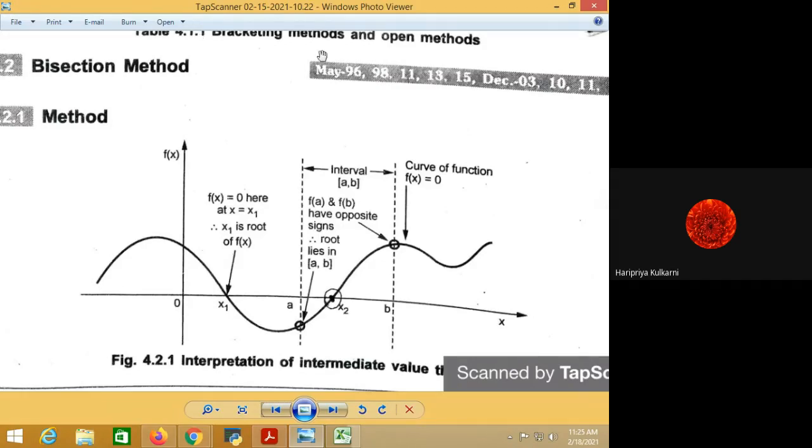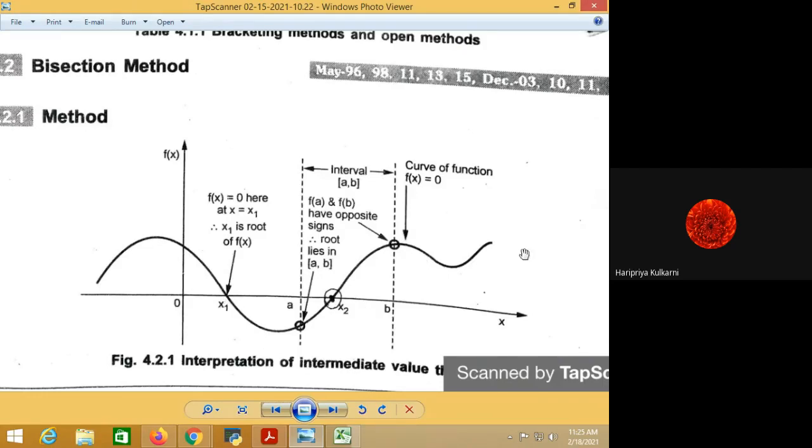What do you mean by roots of an equation? We already have studied it. Wherever your function crosses the x-axis, that is called the root of an equation. So here at point x1, the function is crossing the x-axis. So f of x equals 0 when x is equal to x1. So x1 is one of the roots. Similarly, x2 is one more root. So these are the two roots for the equation which is represented by the curve.